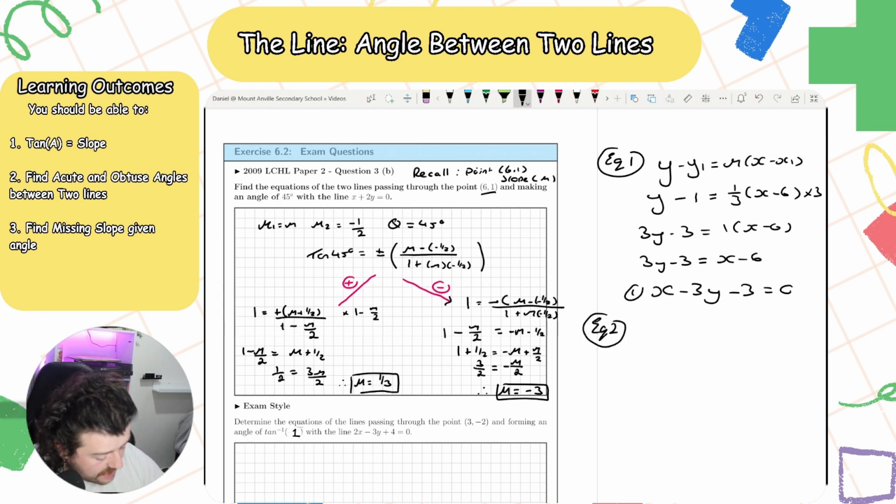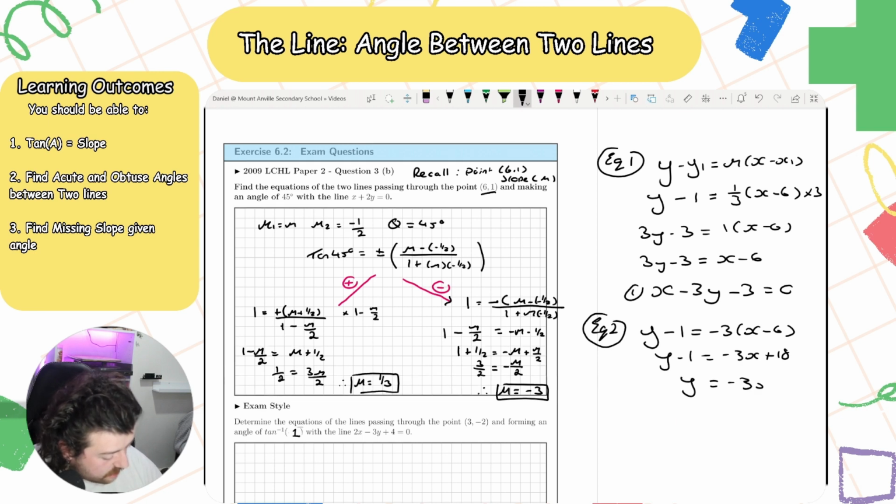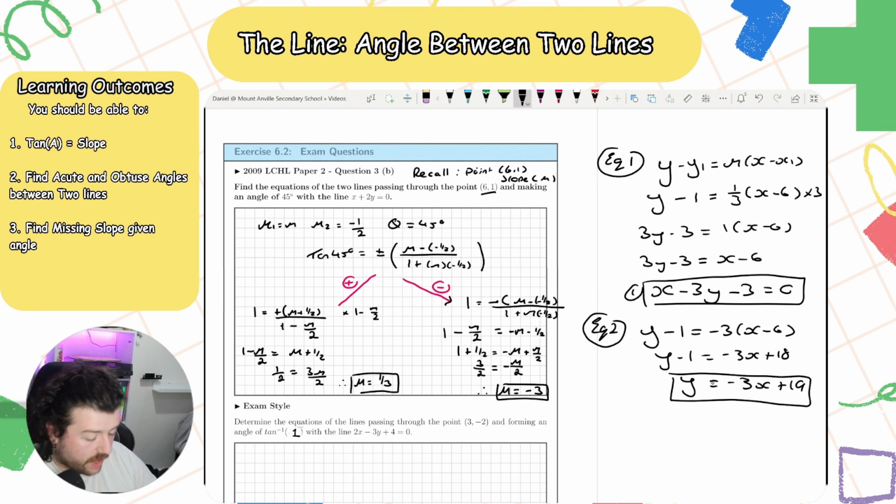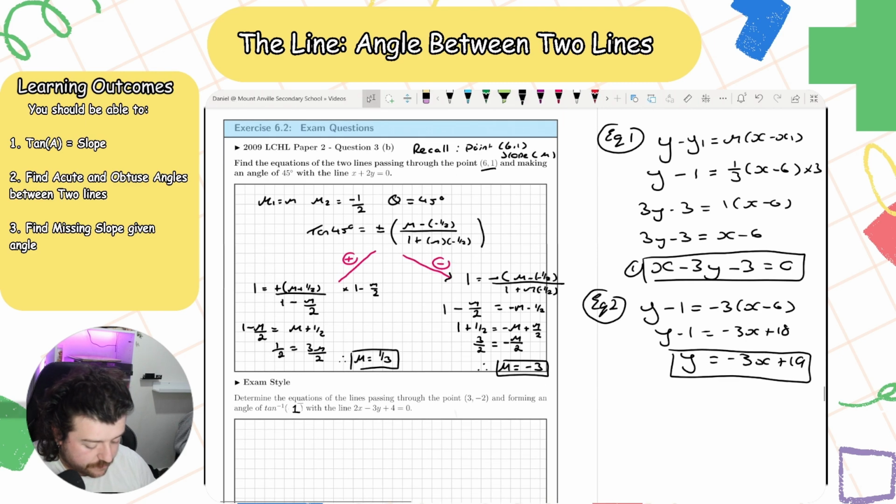Then the equation of my second line is going to be y minus 1 is equal to minus 3 times x minus 6. y minus 1 is equal to minus 3x plus 18. y is equal to minus 3x plus 19. So I left them in two different forms there, but it doesn't matter. They're both valid. I left that in the form y equals mx plus c, and left this in the general form ax plus by plus c.